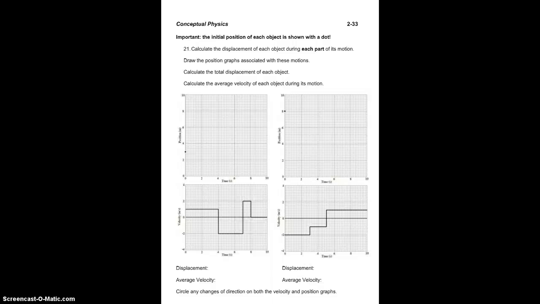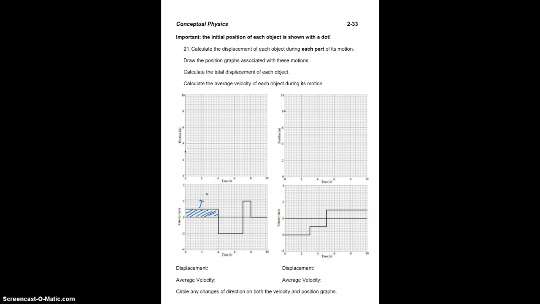Okay, we're going to do 221. Here we're going from a velocity graph to a position graph. We're also calculating total displacement and average velocity. So what we're doing to get from velocity to position is to look in each section and find the area under the graph. That'll give us the displacement.